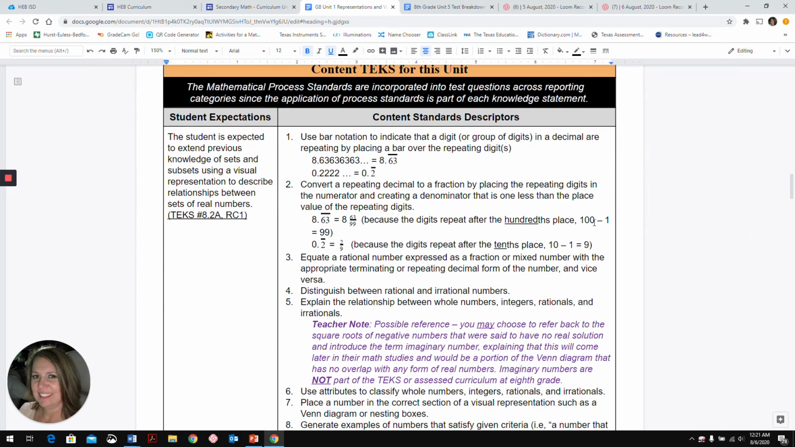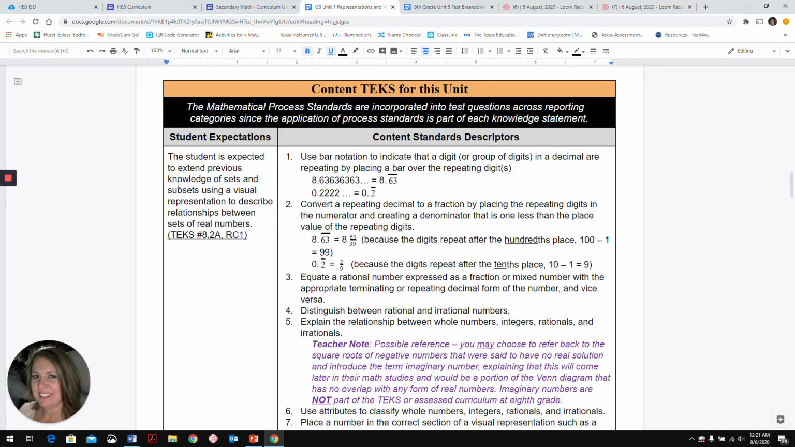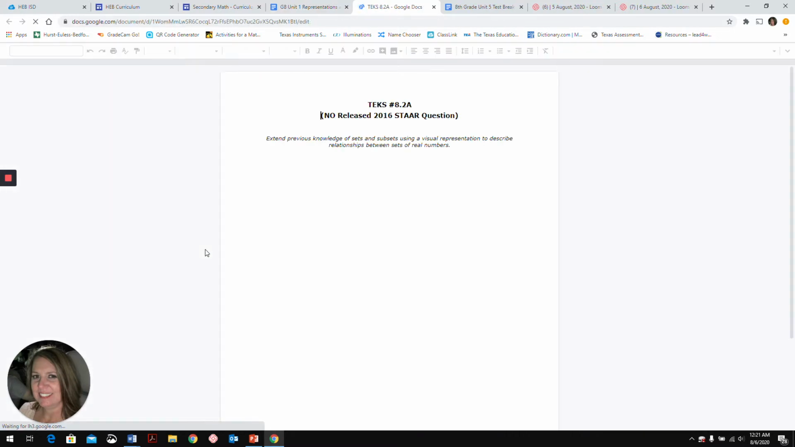All right, now we have the content standards descriptors. On the left column, though, we have the TEKS written out word for word, so that's useful information. This is underlined, and so we know that's a link. And this is where we have attached the 2015 and 2016 released STAR questions for 7th and 8th grades, and the 2016 released EOC questions for Algebra 1.